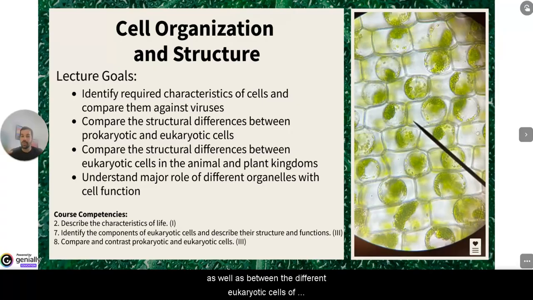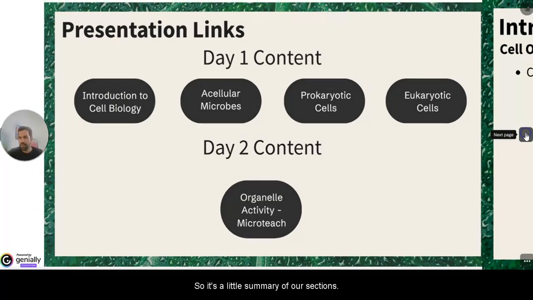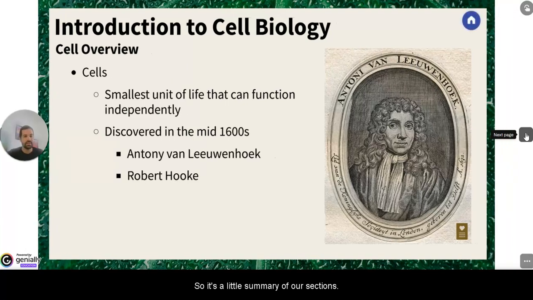We're going to compare the structural differences between the prokaryotic and the eukaryotic cells, as well as between the different eukaryotic cells of animals and plants and fungi. And then we'll get into talking about those individual components, those organelles within the eukaryotic cells, and the lack of organelles in the prokaryotic cells. And we're actually going to do that last part altogether in a bit of an activity. So that's a little summary of our sections.